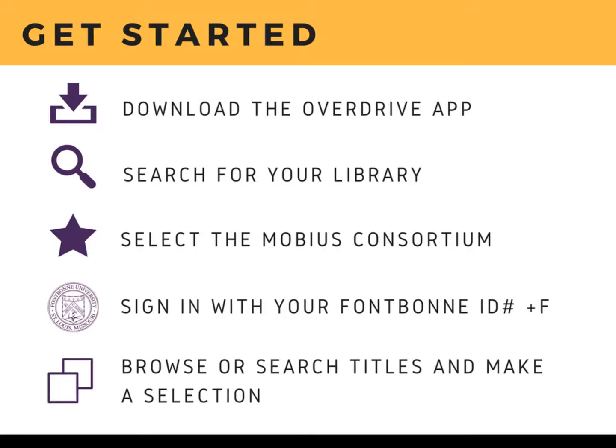However, here are the main steps if you want to get started right away. Download the app, search for your library, select the Mobius Consortium, sign in with your Fontbonne ID number followed by the letter F, browse and search titles and make a selection. It's that easy.